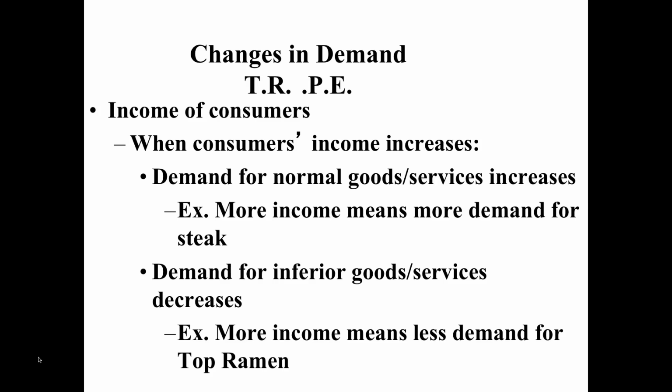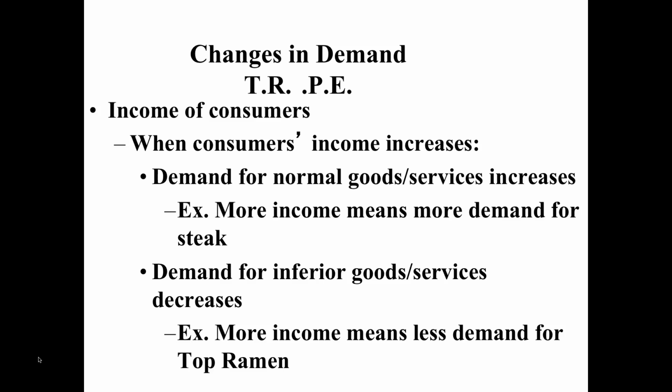All right, so let's move on to I, standing for income. This one is a little bit easier to understand intuitively. So, income of consumers. When consumers' incomes increase, the demand for normal goods and services increases. A normal good is a good that when you have more money, you buy more of it. Most goods out there are normal goods. So for example, more income means more demand for steak.